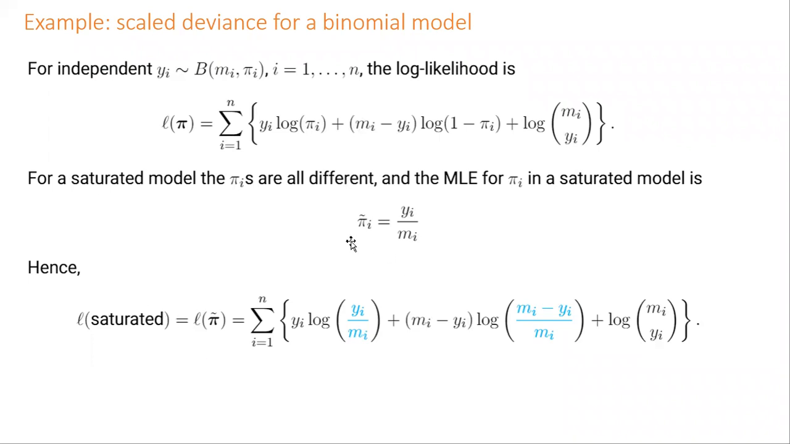And so we substitute this pi_i tilde, where we see the pi tilde up here for the sample proportion, which I've done in blue here. That is the log likelihood for the saturated model, but since it's asking for the scale deviance, we also need it for our model.